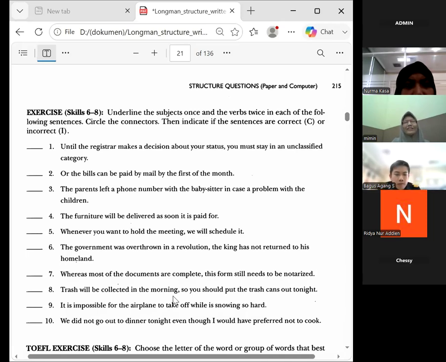Let's read the directions. Underline the subjects once and the verbs twice. As usual, the directions most of the time go that way. In each of the following sentences, circle the connectors, then indicate if the sentences are correct or incorrect. Okay, I'm going to start sharing the software. We finish at 3 o'clock. Am I right?